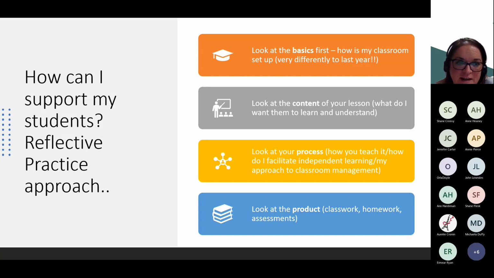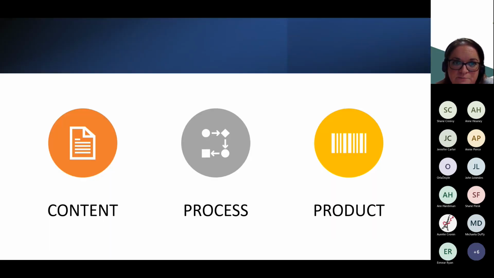All right. So how can I support my students? Well, a reflective practice approach. So if you take a look, first of all, at the basics, how your classroom is set up, you look at the content of your lesson. What do I want them to learn and understand? You look at your process. How do you teach it or how do you facilitate independent learning? And what's your approach to classroom management? And you look at the product, classwork, homework and assessments.